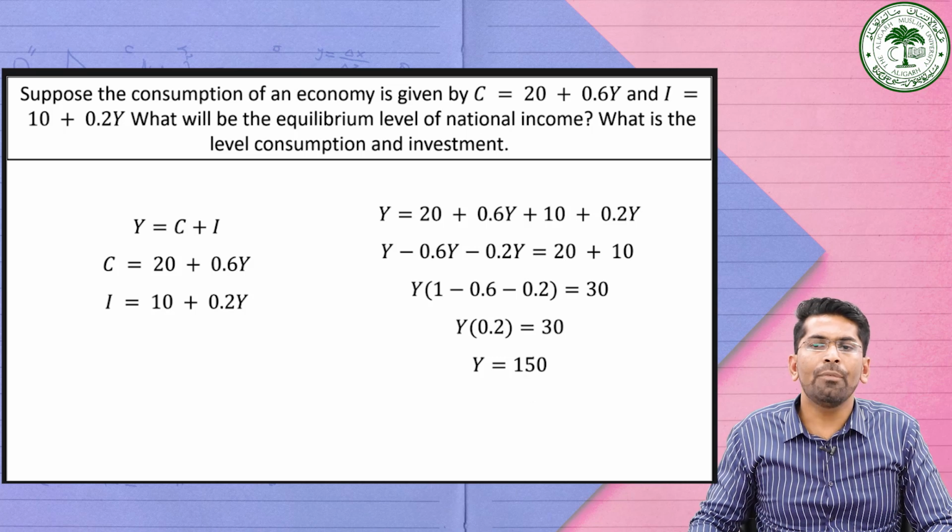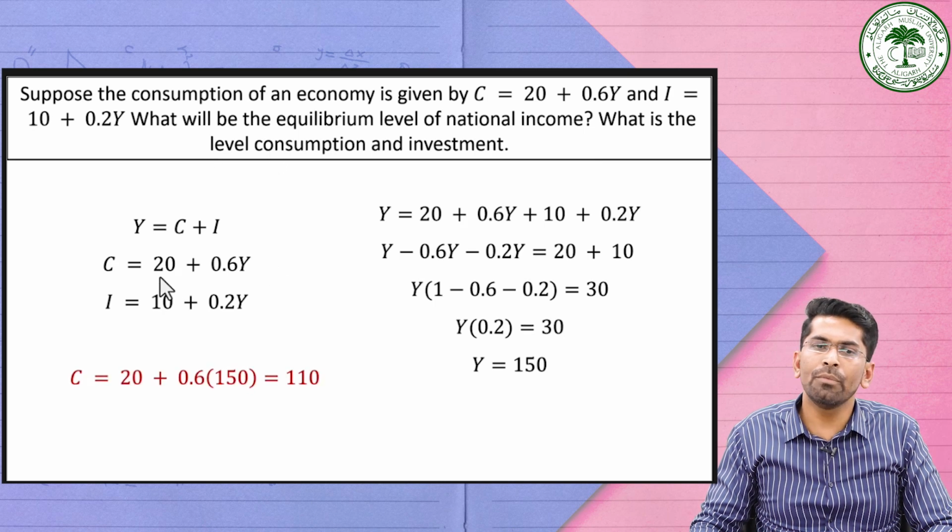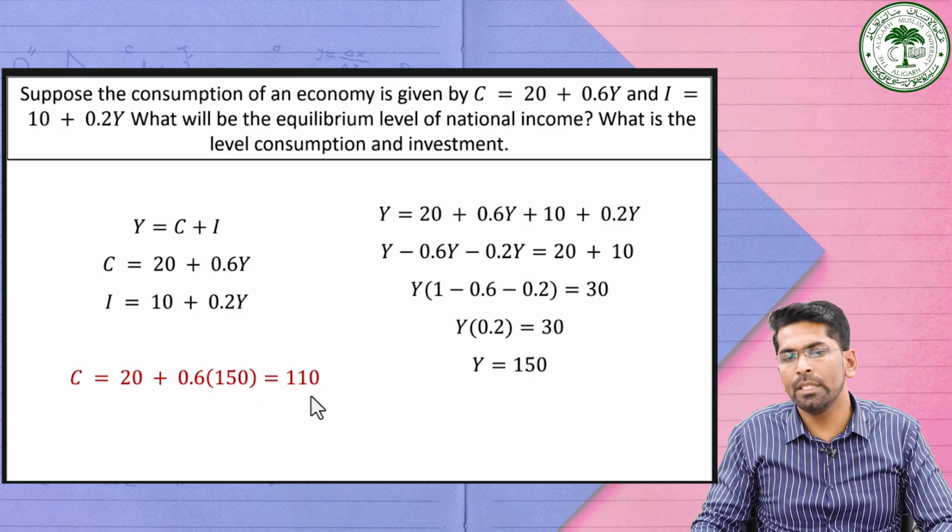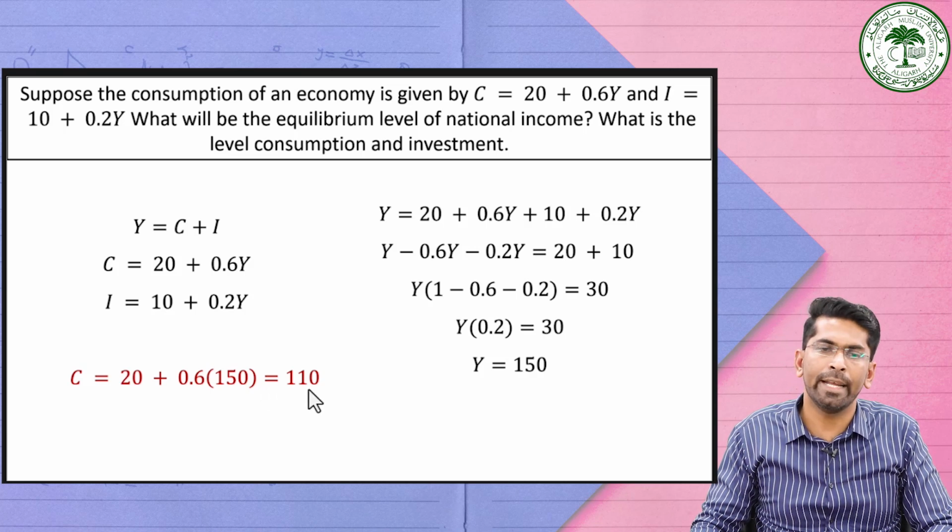Now, see, after finding the equilibrium level of national income, we also want to find out the level of consumption. See, the consumption function is given here: it is 20 plus 0.6Y. We are substituting 150 instead of Y. So it will become C is equal to 20 plus 0.6 into 150, which is equal to 110. So this is the consumption when the level of income is in equilibrium, that is 150.